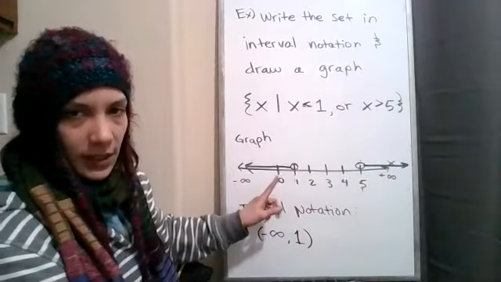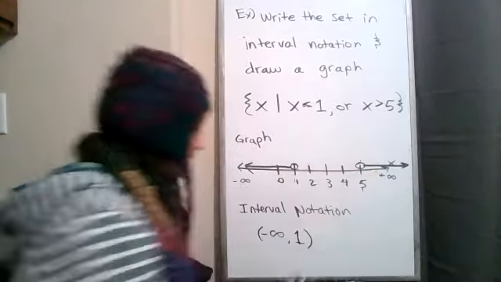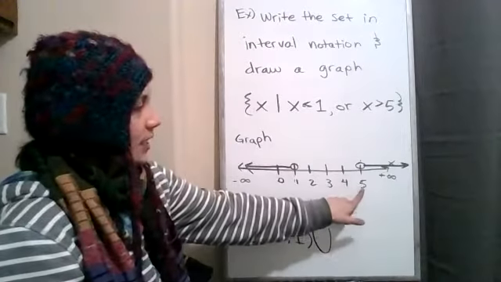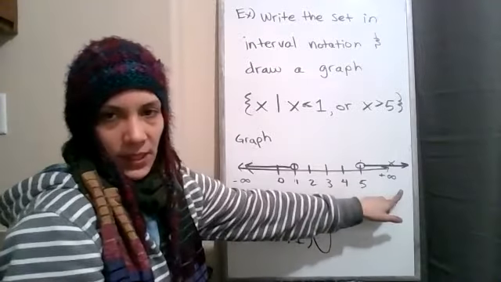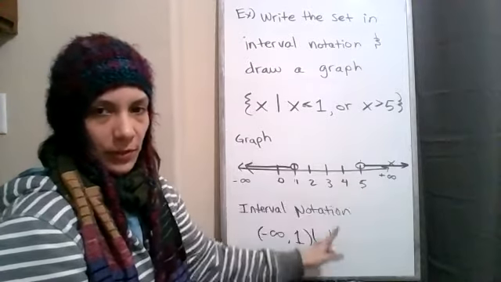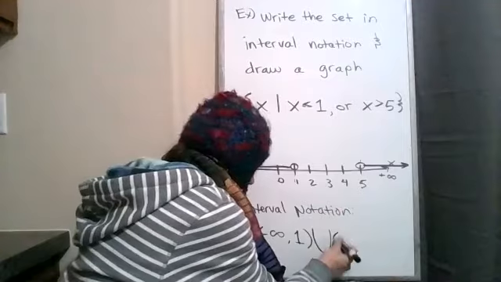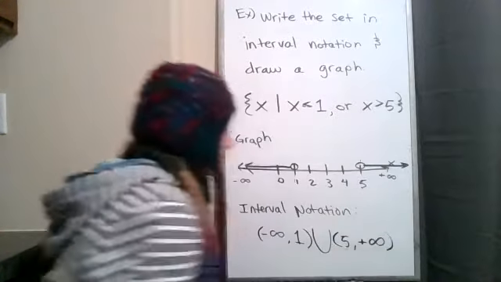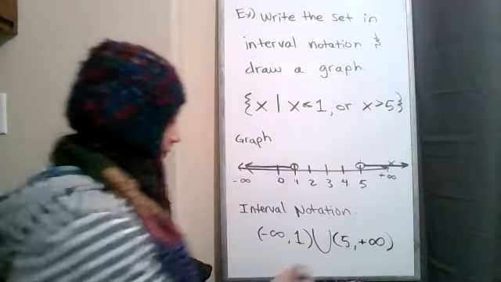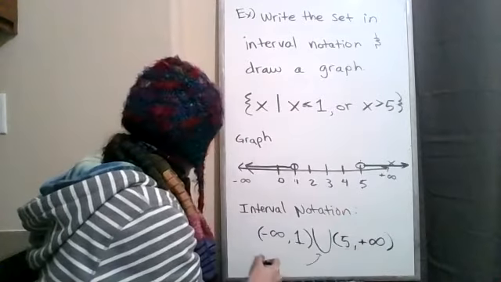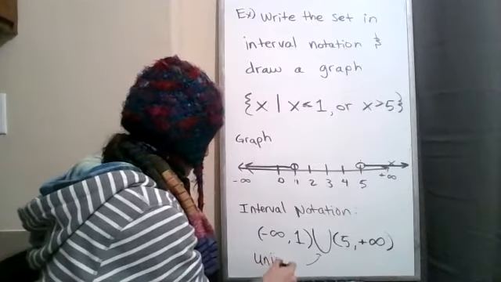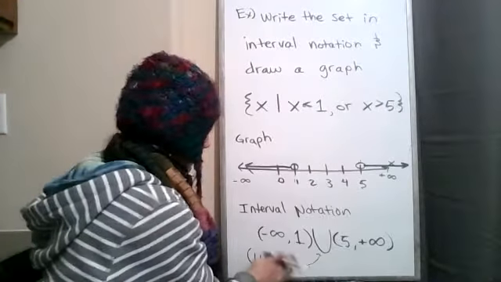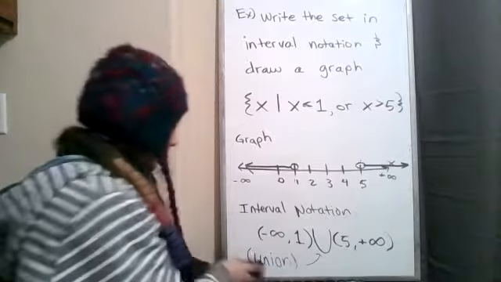Okay, union the set with that set. So union a set that's starting at 5, going to positive infinity. Don't include 5, so we have a parenthesis here. Well, you guys have seen union. We've talked about this already.